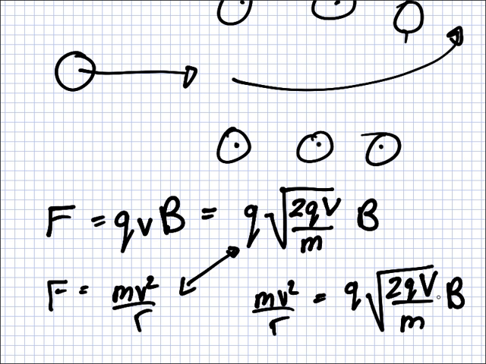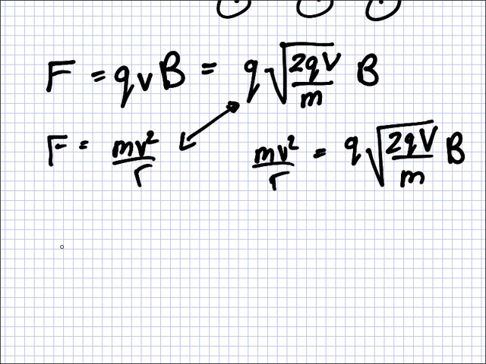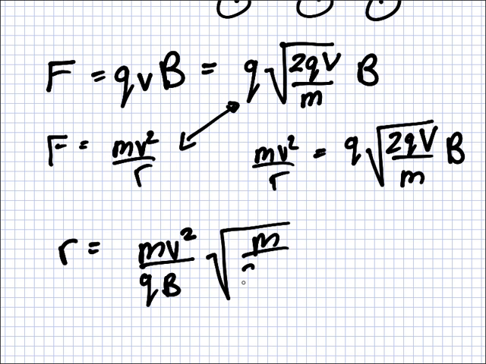Okay. Can I scroll down a little bit? Yeah. So rearranging, I get the radius will equal mv squared over qB times the square root of m over 2q voltage. I'm accidentally doing B and C at the same time, really.